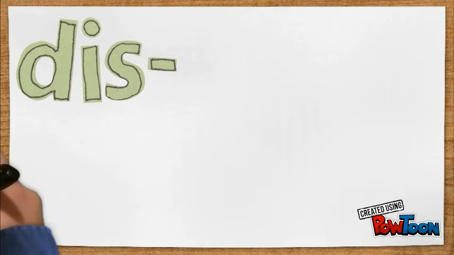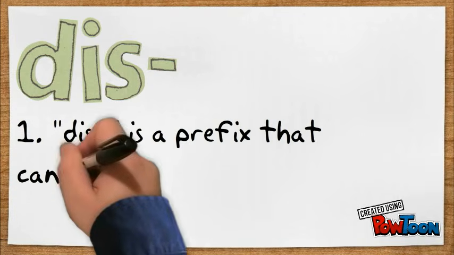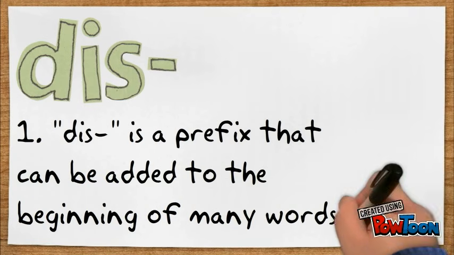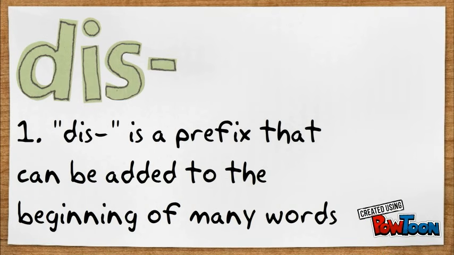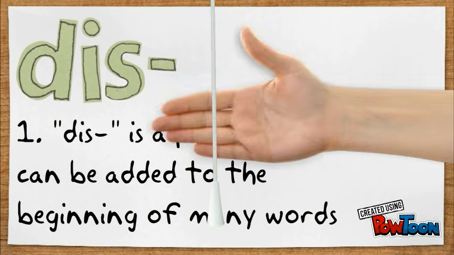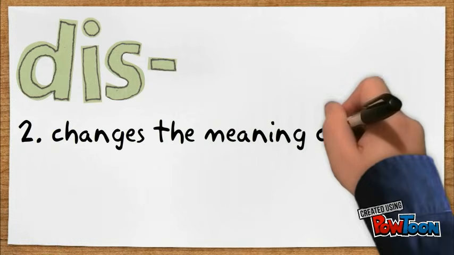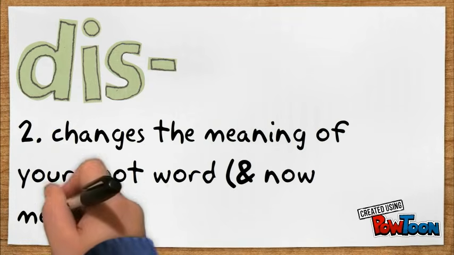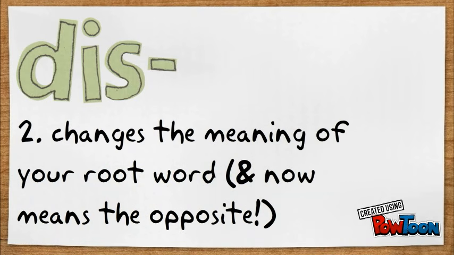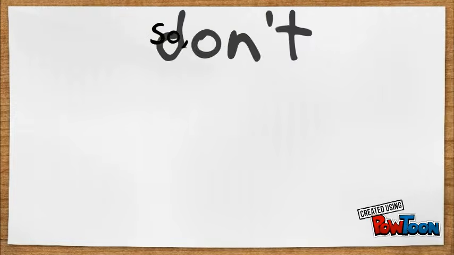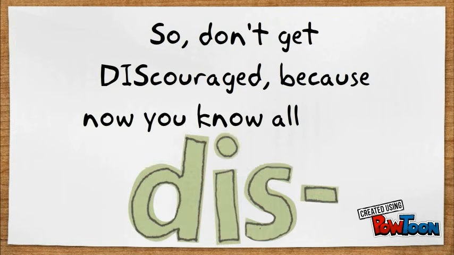First thing to remember, dis is a prefix, which means it can be added to the beginning of many words. Remember, I say many because not all words make sense when using the prefix dis. And second, when we add the prefix dis to the beginning of a word, it changes that word's meaning, and now it means the complete opposite. So, don't get discouraged anymore because now you know all about the prefix dis.